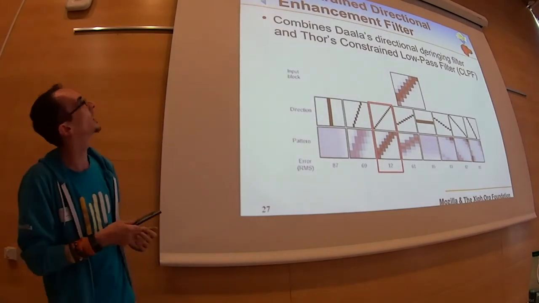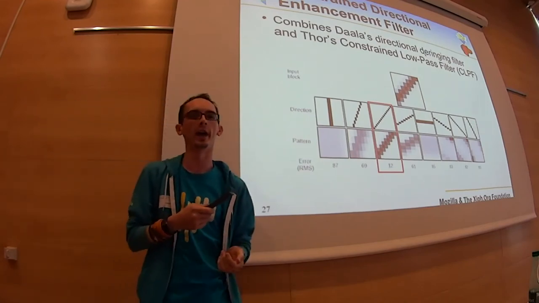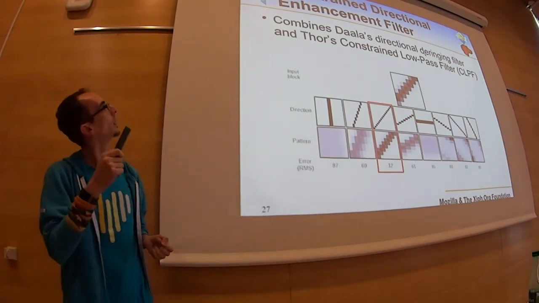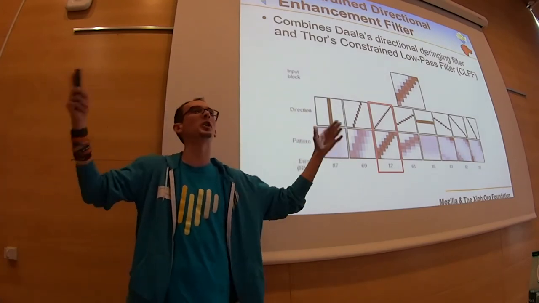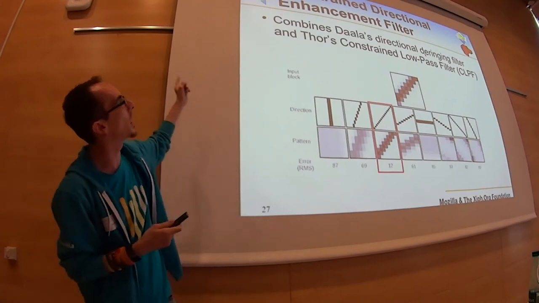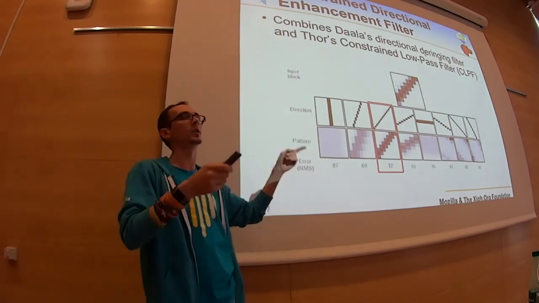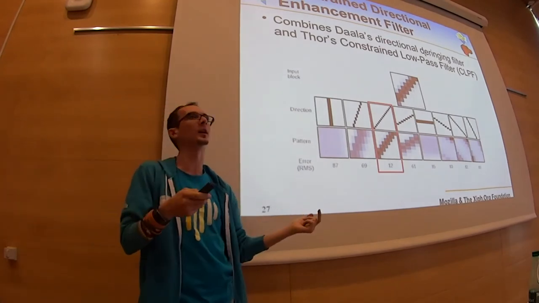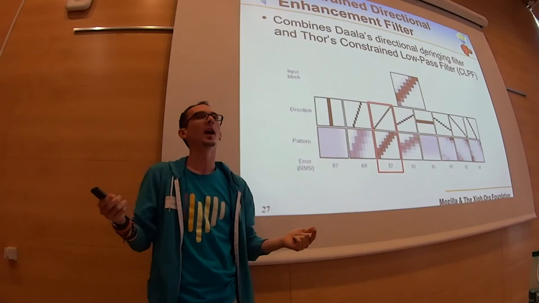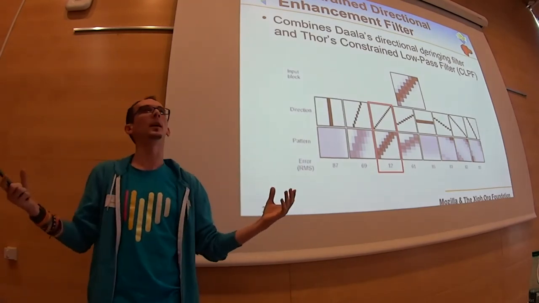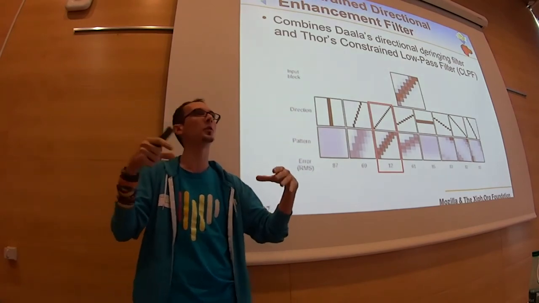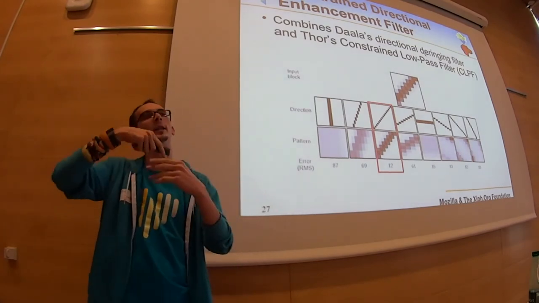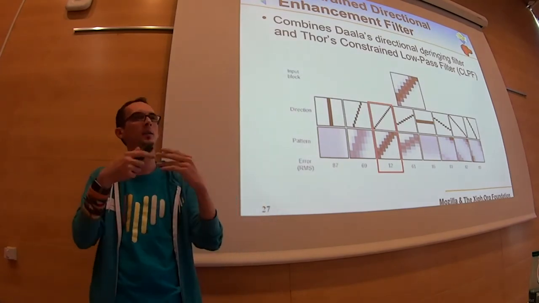The other interesting one is the constrained directional enhancement filter. The interesting thing about this is that it is actually two filters meshed together. It uses one of the Daala project's deringing filters, and it uses another filter, the Loop Restoration filter, from the Thor project, which was the Cisco project. So from this cooperation, it turns out they fused the two filters into one step. They took the deringing filter and added the other filter into the same step.